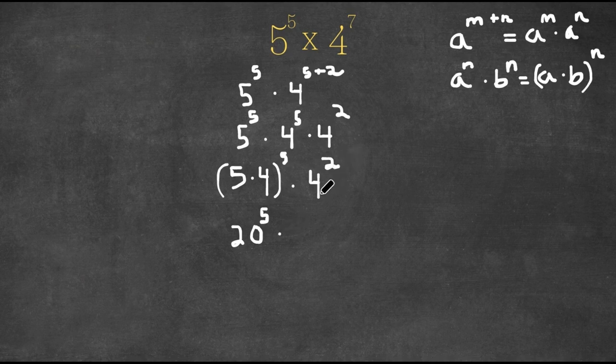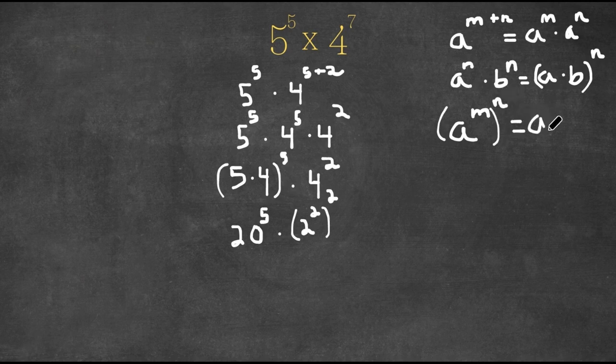times 4 squared. Well, 4 is the same thing as 2 to the power of 2. So we have 2 to the power of 2 to the power of 2. So now we have 20 to the power of 5 times 2 to the power of 2 to the power of 2. Now, this is actually another exponential property: if we have a to the power of m to the power of n, this is equal to a to the power of m times n. So 2 to the power of 2 to the power of 2 is the same thing as 2 to the power of 4, because we're simply multiplying these two.